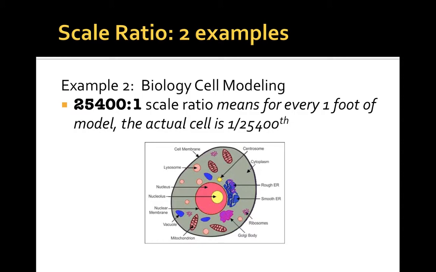Looking at a biology scale model of a cell, you're looking at a ratio of roughly about 25,400 to 1, which would mean about every 1 foot is actually represented by 25,400. So you would see that this is a very, very large magnification. You've scaled up that very small actual model.